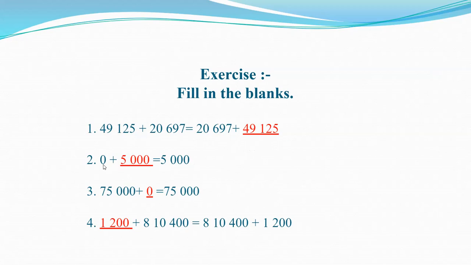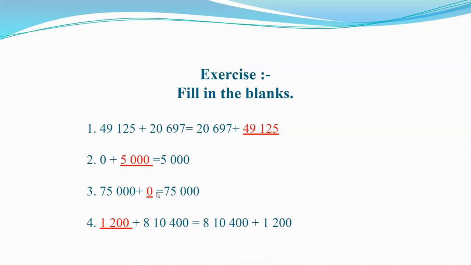Now the second one, 0 plus dash equals 5,000. We have already done this. When we add any number to 0, the answer is the same number. So 5,000 is the answer. The sum is 5,000, which means 5,000 will come here. Next is 75,000 plus dash equals 75,000. This number and the sum are the same. So what will come in the blank?